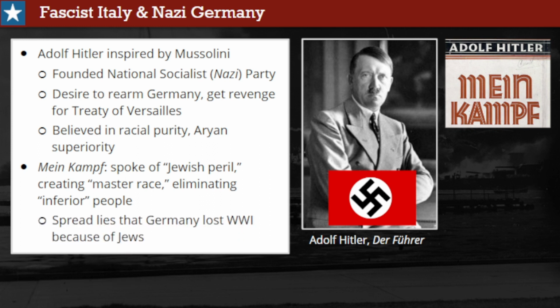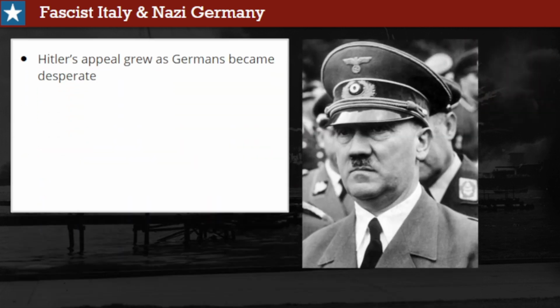He spread lies, believed by many at the time, that German Jews had somehow stabbed Germany in the back in 1918 and caused it to lose the war. Early in his career, Hitler and the Nazis were treated as something of a joke in Germany. But over time, his power and appeal grew as his countrymen grew more and more desperate.